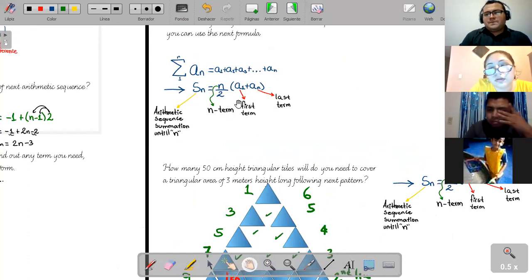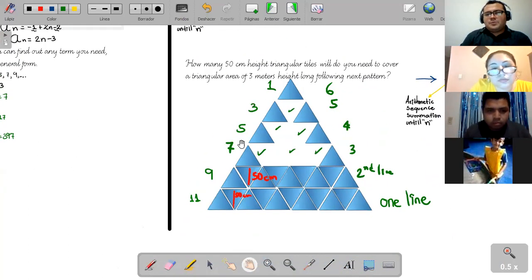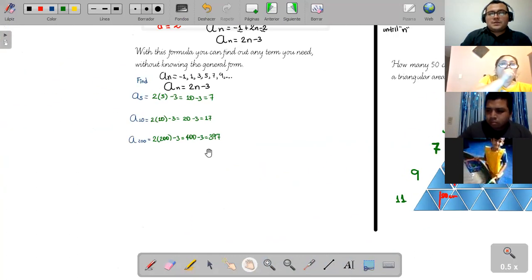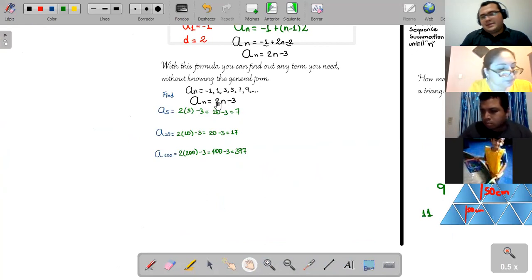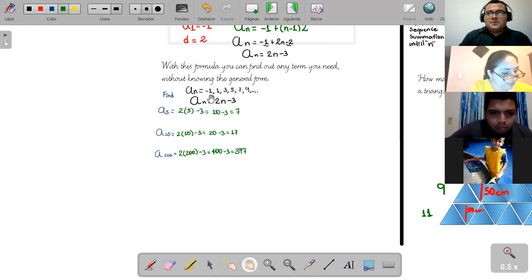One observation: what will happen if instead of working with these numbers, you work with the general formula? I think it is easier. If you work with the general formula, all that you have to do.